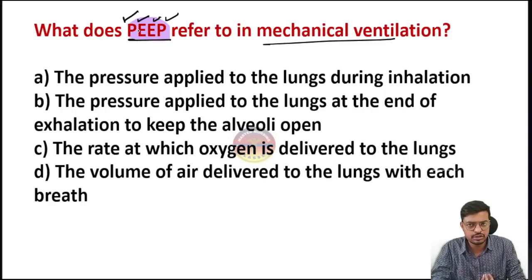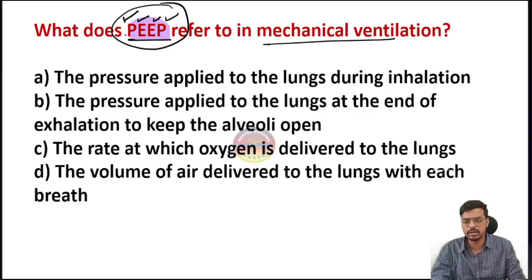Why are we maintaining the positive pressure in the lungs? Yes, if the positive pressure becomes zero, the alveoli will collapse. So we maintain the positive pressure at the end of the expiration so that the alveoli will not collapse. That is the main reason for maintaining the PEEP at the end of the expiration: to prevent alveolar collapse.